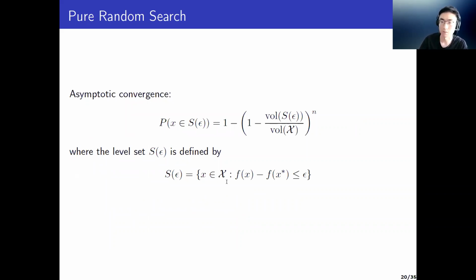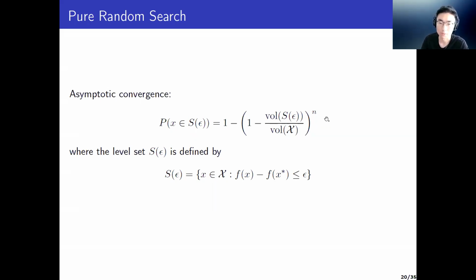Remember the definition of the level set? The probability that the uniform sample of size n contains at least one point in this level set is given by this equation here. So this indicates that as long as the volume of the level set and the volume of the feasible region are strictly positive, pure random search locates an element with probability approaching 1 as the number of candidate points increases.